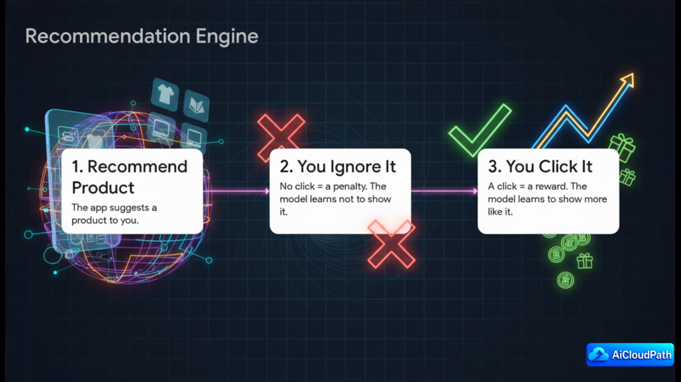E-commerce sites use this all the time. An app recommends a product to you. That's an action. If you ignore it and just scroll past, the model gets a little penalty, like -1 point. But if you click on it, the model gets a reward, +1 point. Over time, it learns to stop showing you the things you ignore and start showing you more of the things you click on. It's learning your preferences directly from your actions.